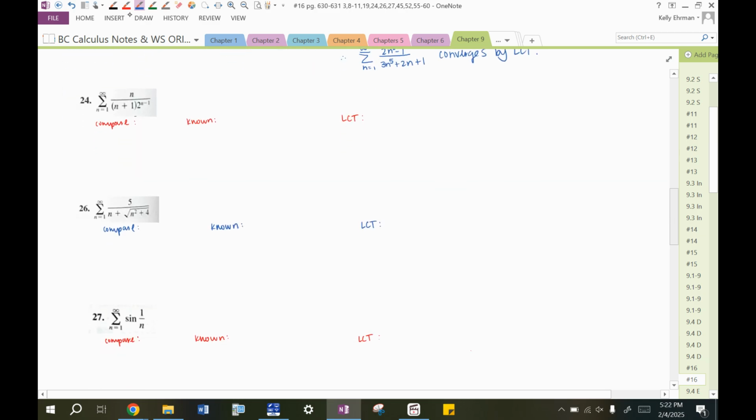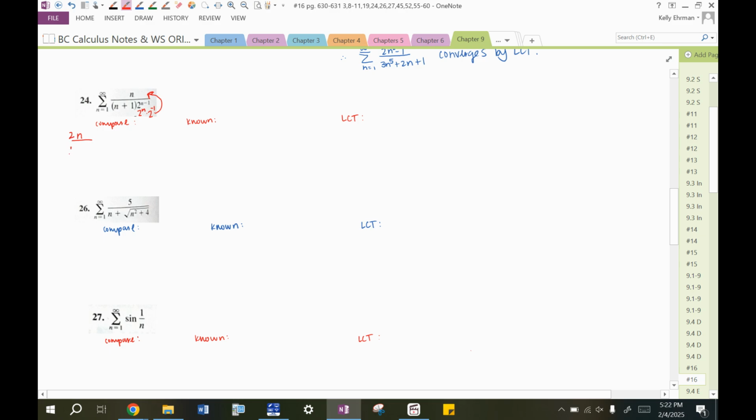For our next one, this is a little bit different, right? This 2 to the n minus 1, anytime I see a base number to the n minus 1 or the n plus 1, I want to separate that out. This is 2 to the n times 2 to the negative first in the denominator. So instead of dividing by 2 to the negative first, I'm going to put the 2 up here. And I'm going to do that in my comparison because it will just make life easier.